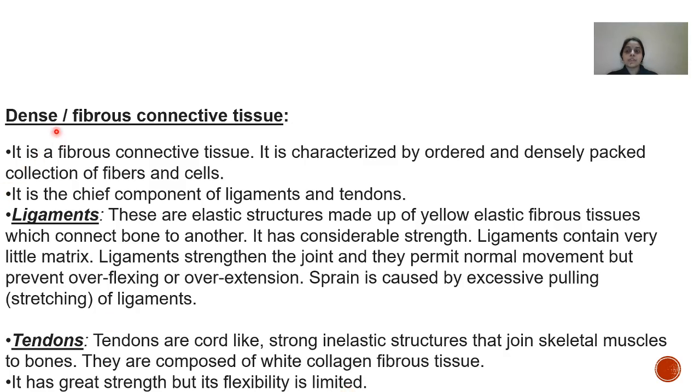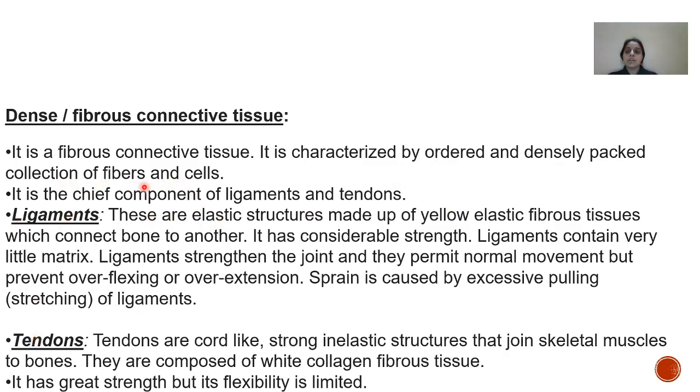Coming to dense, the other name for dense is fibrous connective tissue. It's a fibrous connective tissue. It is characterized by orderly and densely packed collection of fibers and cells. The chief components are ligaments, tendons.